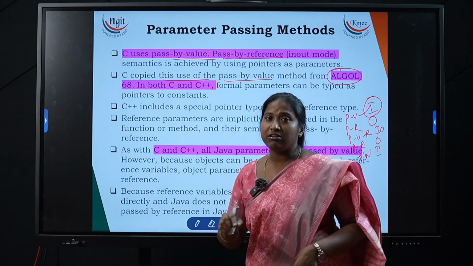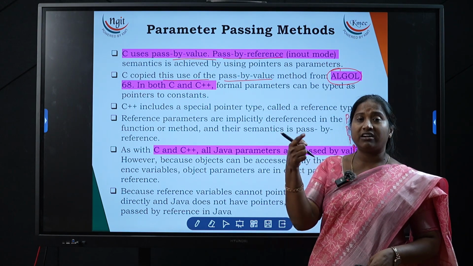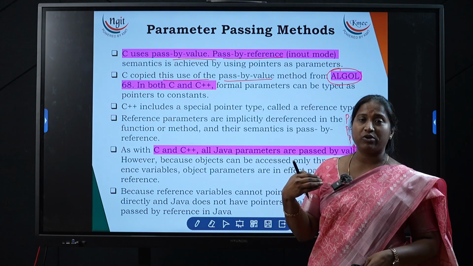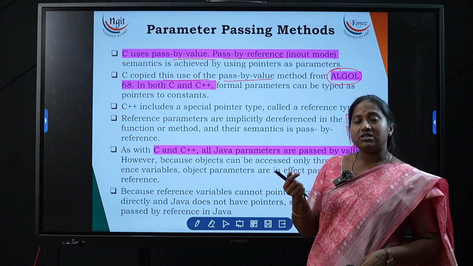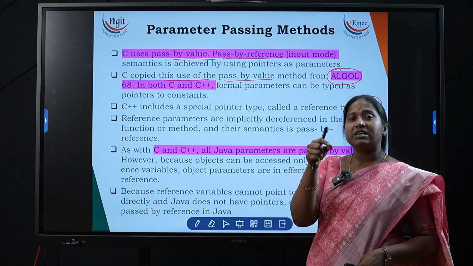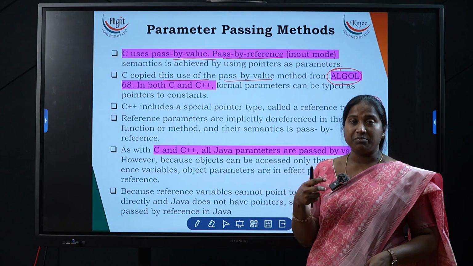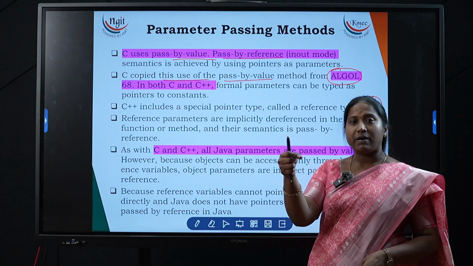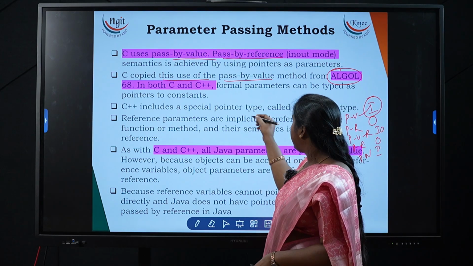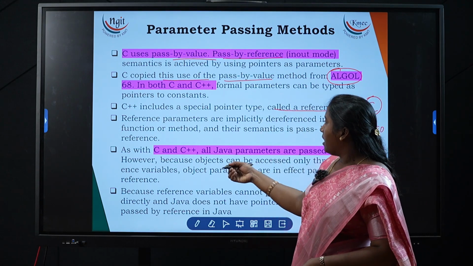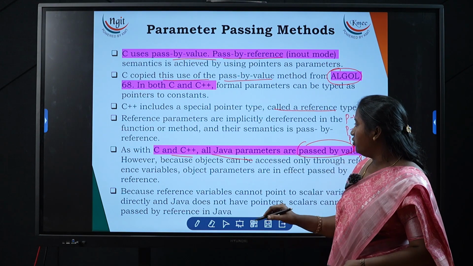And C++ includes reference types. We discussed reference type data in the second unit, the last topic of data types, pointer and reference types. Now C++ uses reference types and will use a reference of a parameter in turn to call the function. That means we'll use the parameter passing method which is pass by reference. Now in C, C++ and Java, parameters are passed by value.